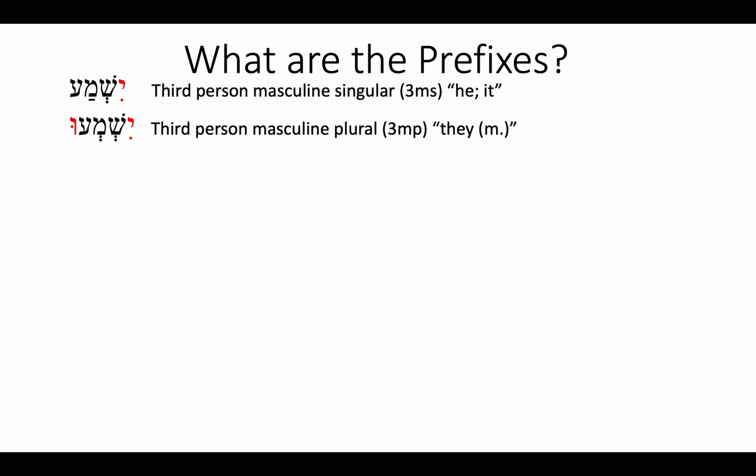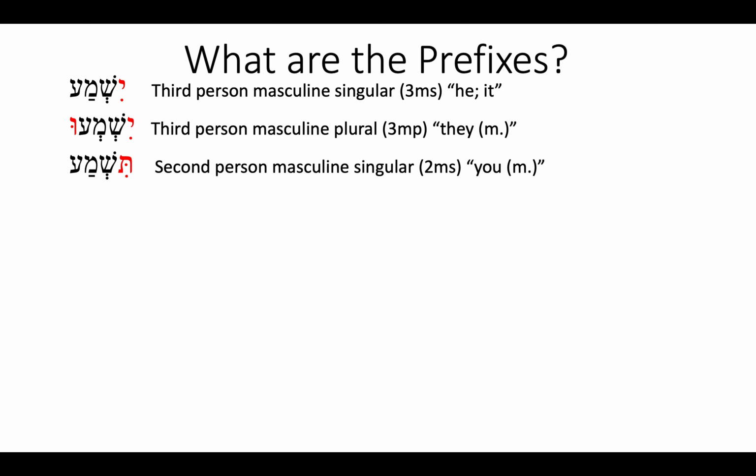Here's what the third masculine plural looks like, yishma'u. Notice that basically the verb goes from singular to plural by adding a shureq vowel, a u vowel, at the end of the verb. So in this case, there's both a prefix and a suffix.